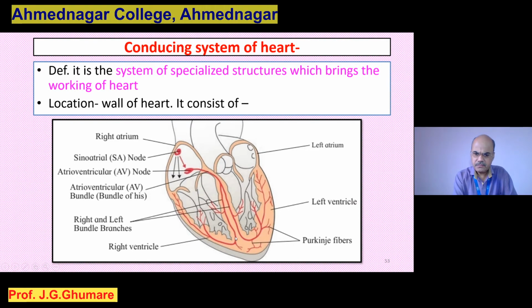And the last one starts from here and penetrates all over the ventricle, like this. This is the section, and this is called the Purkinje fiber. So four components are there. I'll repeat: SA node, AV node, bundle of His, and Purkinje fiber. Individually, we'll discuss their detail.